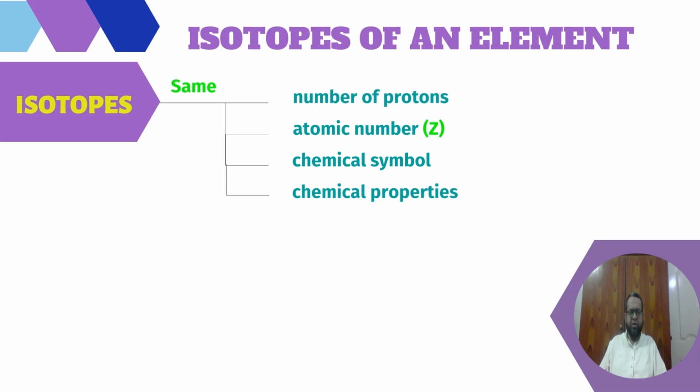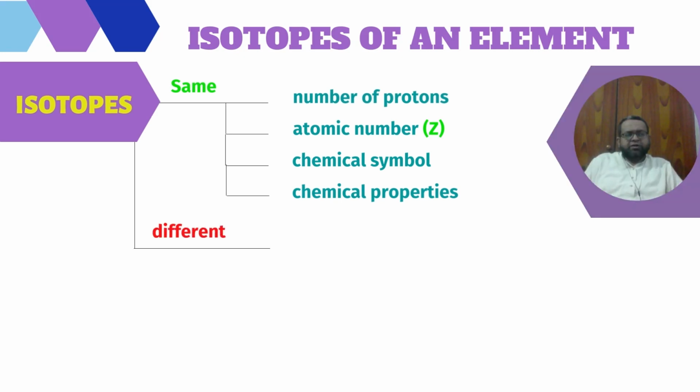Isotopes also have the same chemical properties because they have the same number of electrons in their shells. So far, we have discussed similarities among the isotopes of an element. Now we will see the differences among the isotopes.